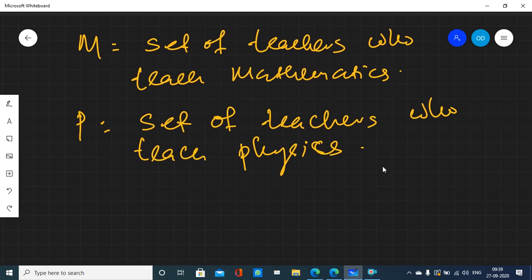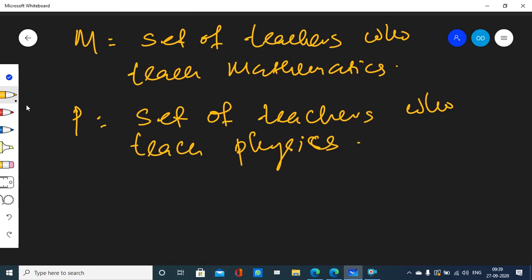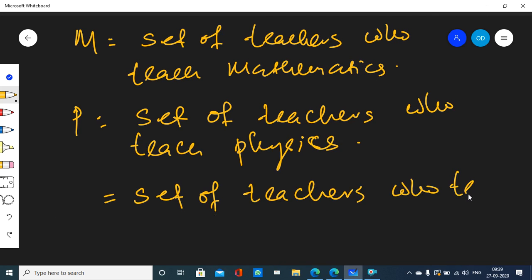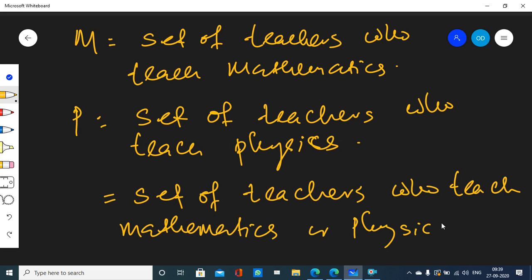Well, now I will write a set, and you will tell me what set it is. I am writing: set of teachers who teach mathematics or physics. Or, I am using the word or. What set is it?